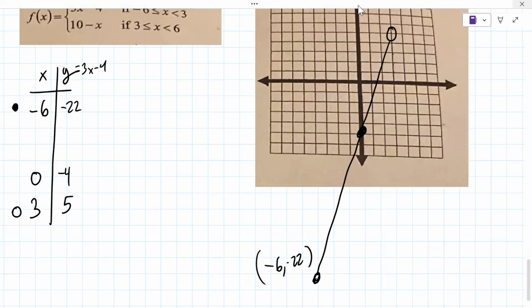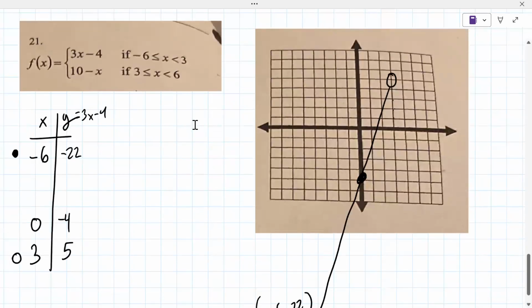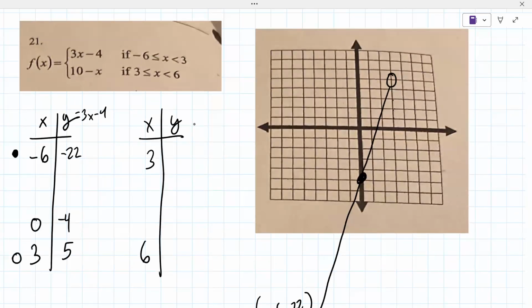Okay, so open circle, closed circle, and then another closed circle. Then we're going to make another XY table for the 3 to 6. We're going to put those two endpoints there. The first one is filled in, the second one is open.